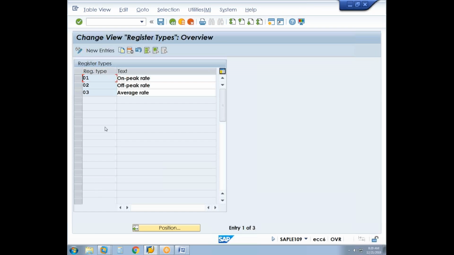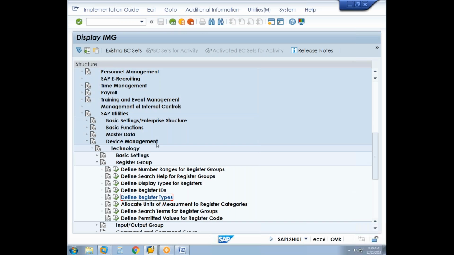Okay. Let's say I've got two registers, one on peak, one off peak, otherwise average rate. Or I've got one more register like moderate, mid peak. Peak, off peak, mid peak. I've got three registers. So how will you identify each one of them? You are giving your own description. That is called the register type. This is what we enter.